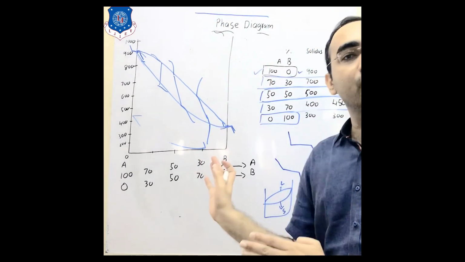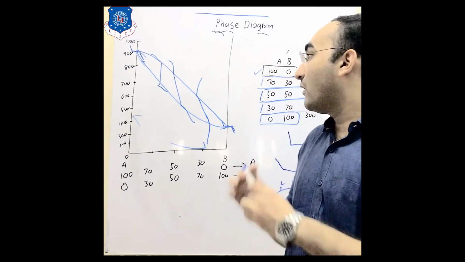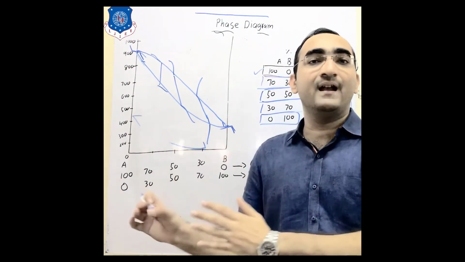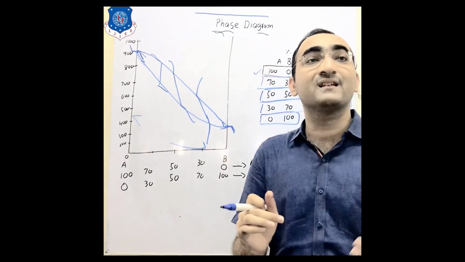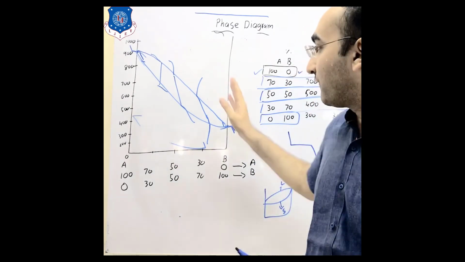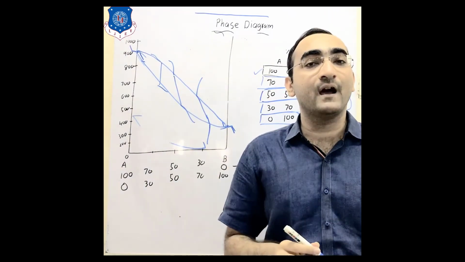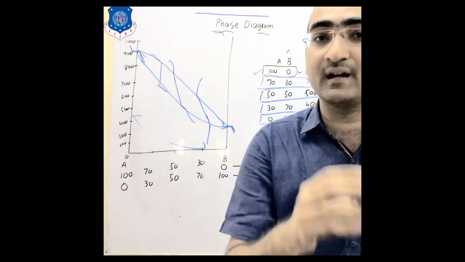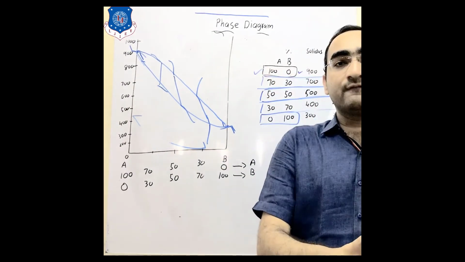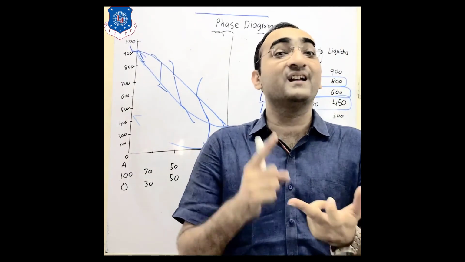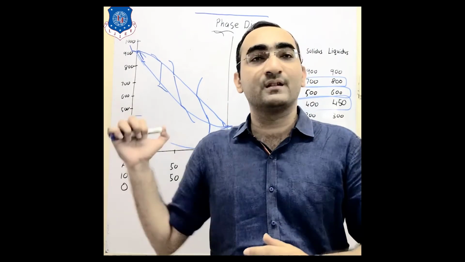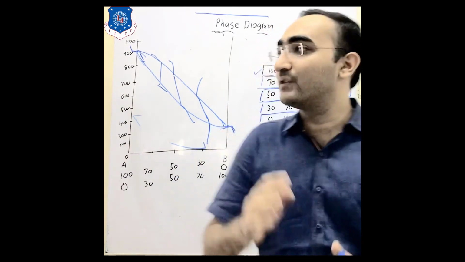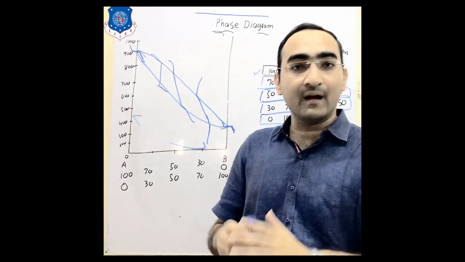From these cooling curves we can plot the different types of phase diagram, and from this we are able to find out different types of information, as I told you: the amount of phase, the composition, and the number of phases which are present over here. Clear? So this was your simple phase diagram by plotting.